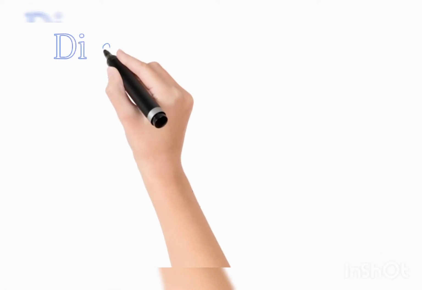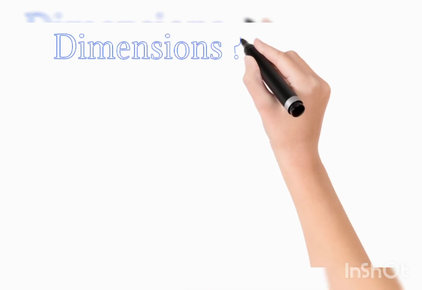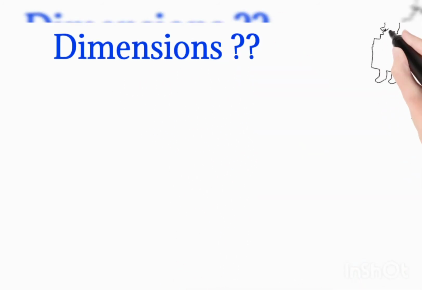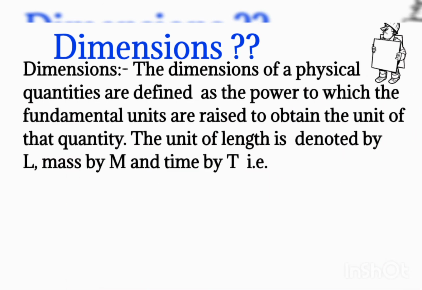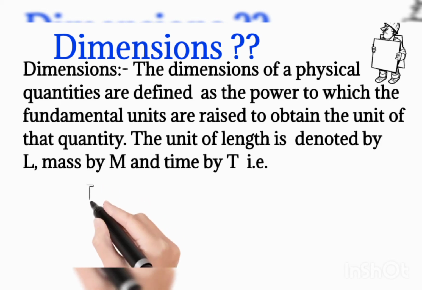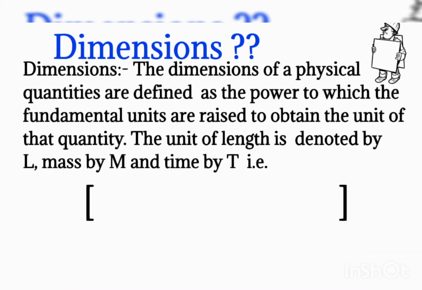Hey students, let's try to understand what dimensions are. What are dimensions? Are they important? How do you find them? Let's define them. Dimensions of a physical quantity are defined as the powers to which the fundamental units are raised to obtain the unit of that quantity. The units of length, mass and time are denoted by capital L, capital M and capital T. We always represent dimensions in square brackets as shown there.